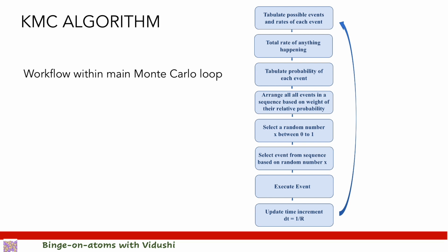This is followed by choosing a random number between 0 and 1. Based on this random number, an event is chosen from the sequence of events, and this event is then executed. We update the L matrix accordingly. Lastly, the time is increased by 1 by r, where r is the rate of anything happening. Then the next Monte Carlo step is executed, and again all potential events based on the current state and rates are defined. This loop runs n number of times, and theta and t for each MC step are recorded.